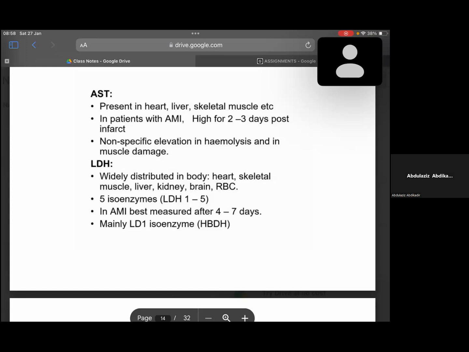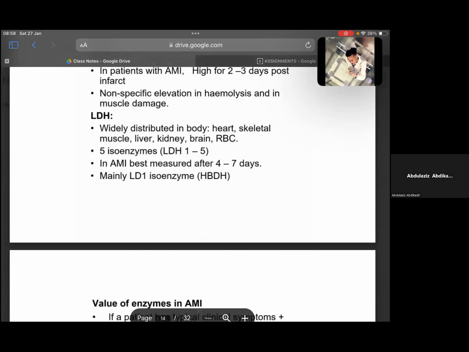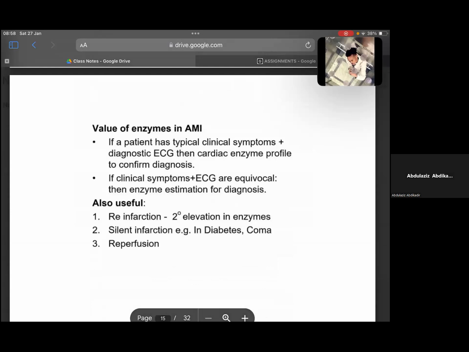The other biomarkers. Acute myocardial infarction is best measured after 4 to 7 days. That's what I was telling you. There's an MCQ that likes to come: someone came after this number of days. So the value, this is what I was telling you.